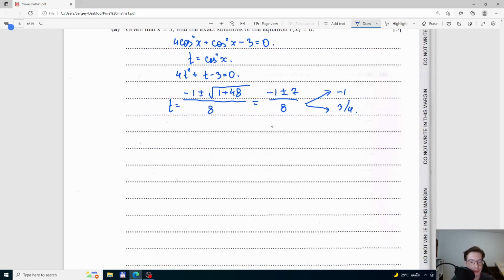Okay, substitute back. That means cosine squared x equals minus 1, or cosine squared x equals 3 over 4. Now, taking the square root of minus 1 gives me no solutions. If I take the square root of 3 over 4, I should not forget about the two values of the square root. One is positive, and the other one is negative.